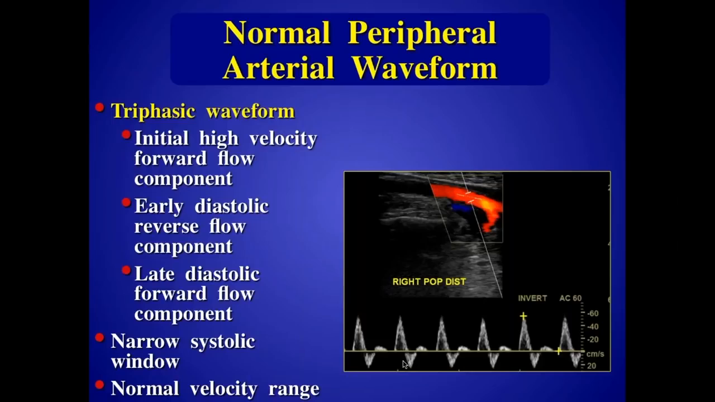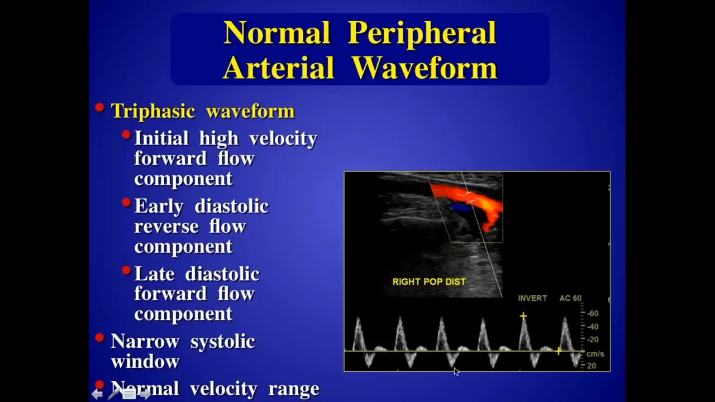This is where we really want to focus on what normal peripheral arterial flow looks like. We say normal peripheral flow is triphasic. In other words, we see these three components. We have our initial forward flow component in systole. This is our high velocity component, and this is related to ventricular contraction. The heart contracts and sends a bolus of blood down the lower extremity. It's going to give us the highest peak systolic velocity, and this is what we use to try to determine if the blood flow velocity is in the normal range or not. And then we see this early diastolic flow reversal.